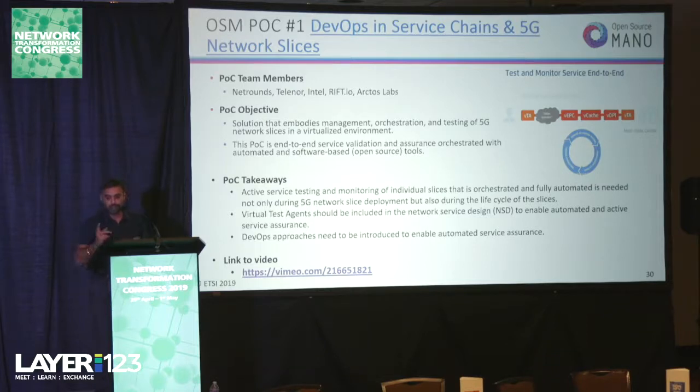So some of the takeaways, and we'll go to the demo real quick, but some of the takeaways is, what we're learning from this POC is active service testing and monitoring of individual slices. It's not just needed during the 5G network slice deployment, but through the whole life cycle of the slice, right? Virtual test agents should be included in the network service design, and DevOps approaches need to be introduced to enable automated service acceptance.